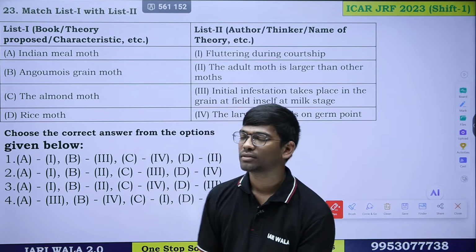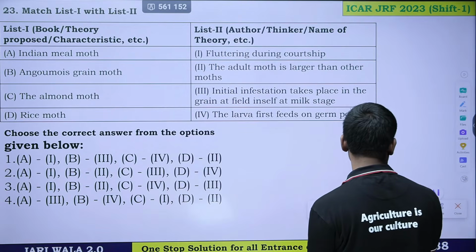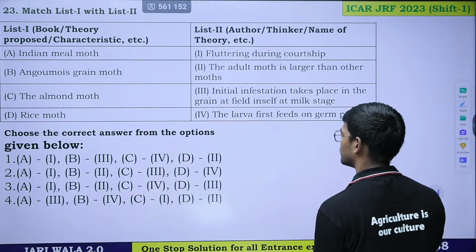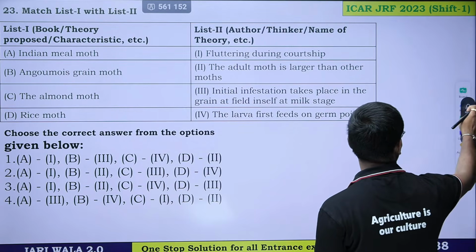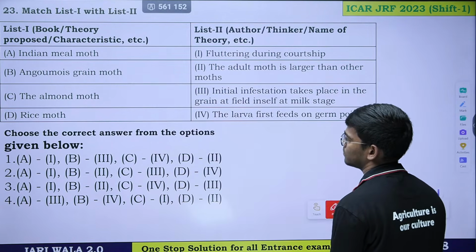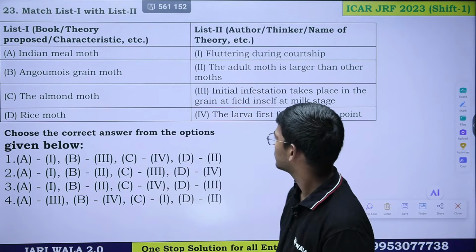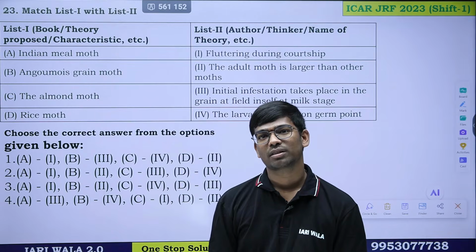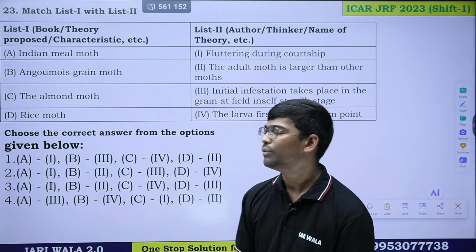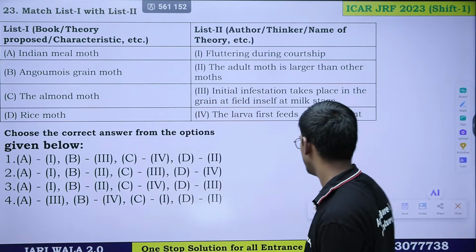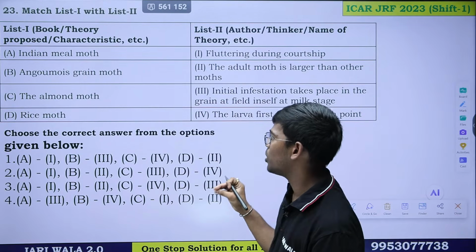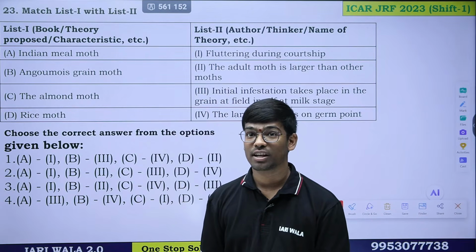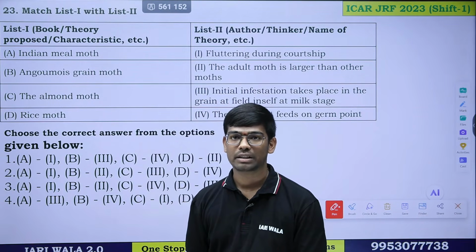Many students gave 4, but actually 4 is wrong. So how will I tell? The Indian meal moth, that is Plodia interpunctella, and now students are giving the correct answer. It's 1. Yes, it's correct.